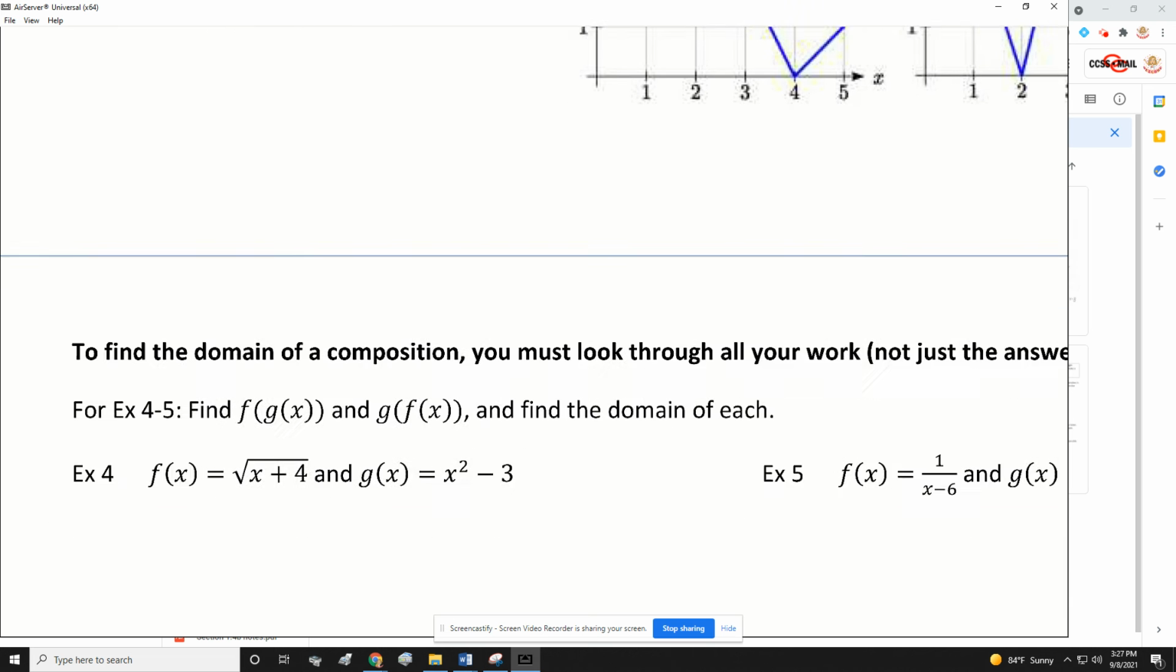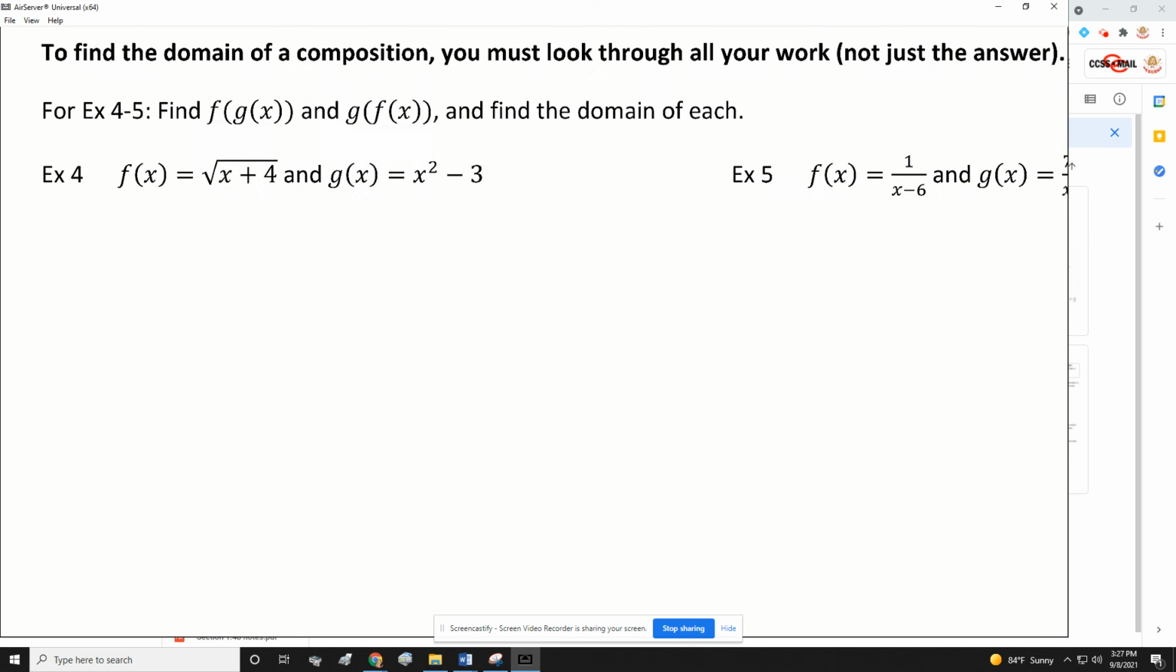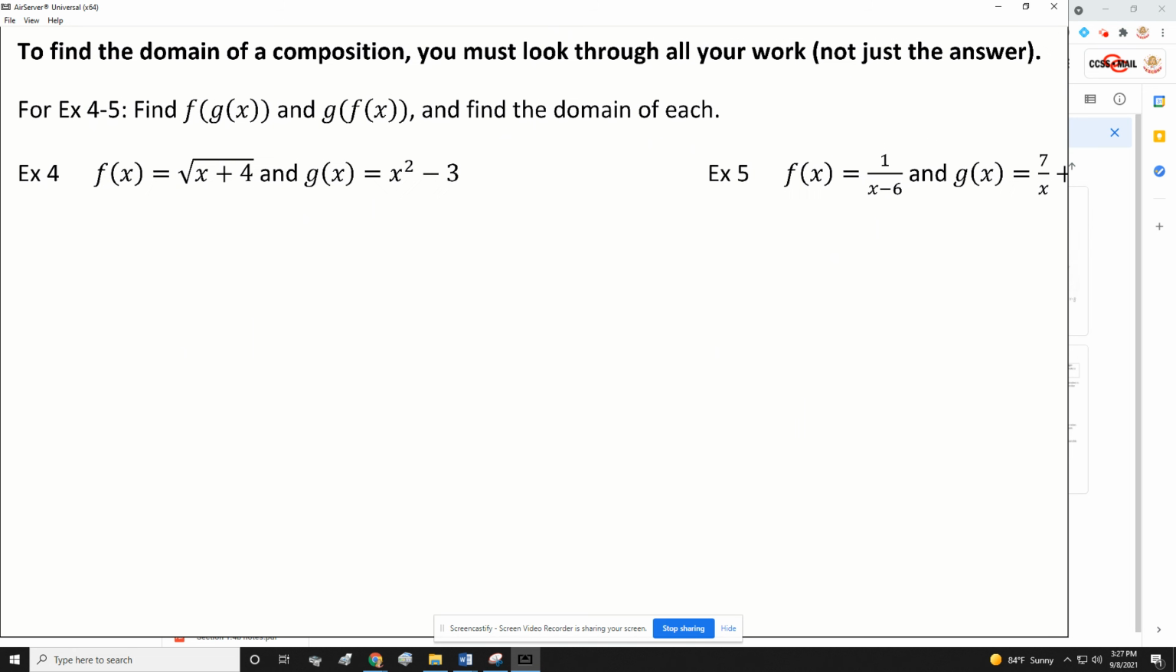All right, so now we're going to hold off talking about the domain until the next lesson. But when you find the domain of the composition, you look through all your work. You can't just look at the answers. What happens inside of the composition matters when you're finding the domain. We'll talk more about that tomorrow. So today, we're just going to do the first two parts of examples 4 and 5, where we do the composition. And then we'll talk about the domain in the next lesson.